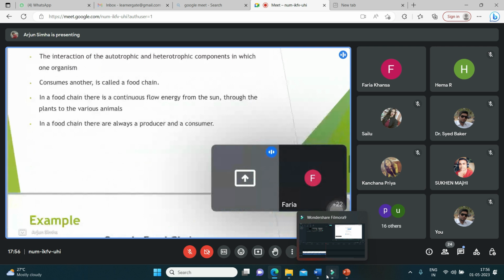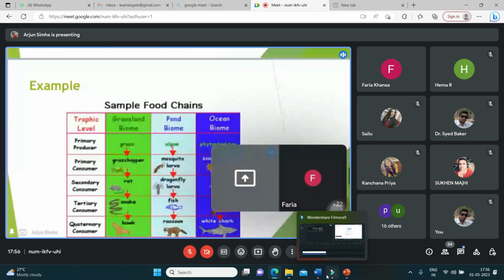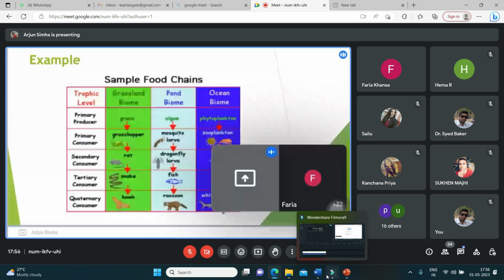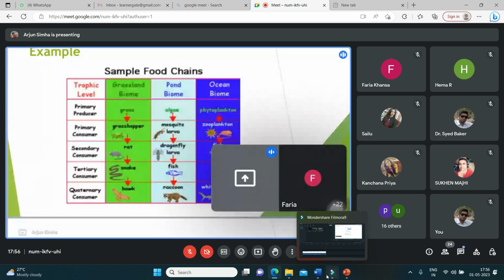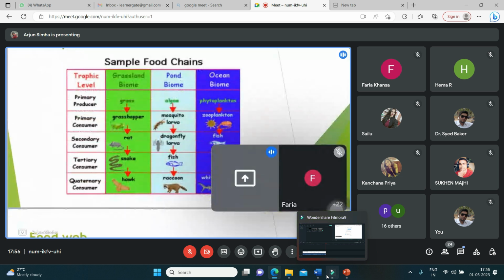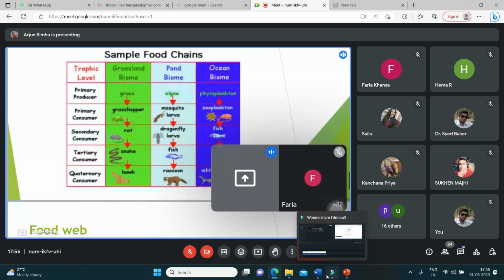This is an exemplary picture of the food chain. So basically, there will be trophic levels in the grassland, pond biome, and ocean biome. You can clearly see the primary producer, primary consumer, secondary consumer, tertiary consumer, and quaternary consumer. So this is the pictorial representation of this.